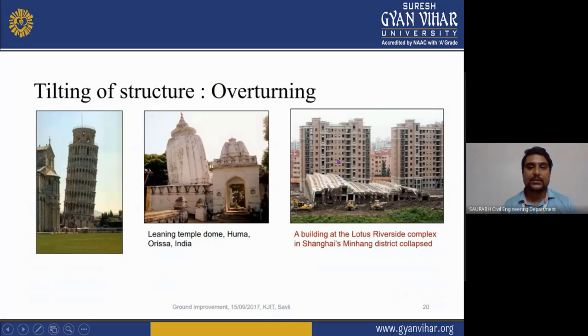As you can see here, there is tilting and overturning of structures. One is the leaning temple. This is the Pisa tower, as we all know, and it is tilted because of liquefaction of soil under the ground. Leaning of temple dome, Orissa, India. This is the temple, and a building of the Lotus Riverside Complex in Shanghai, Minhang district, collapsed. As you can see here, this apartment building collapsed due to the soil.